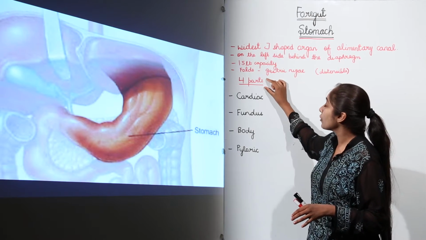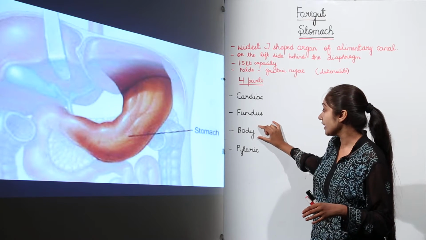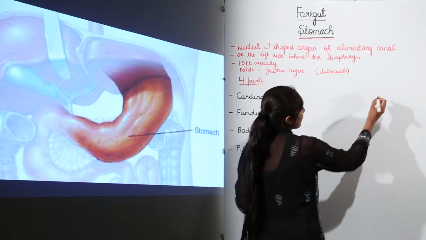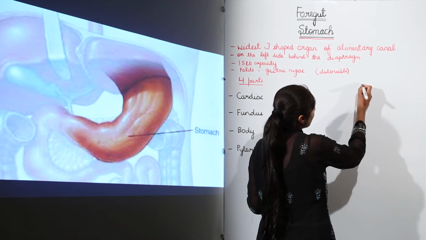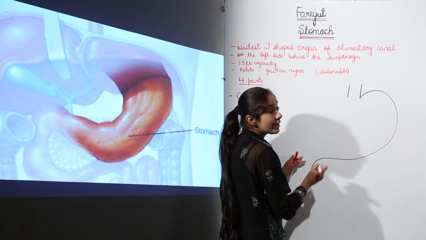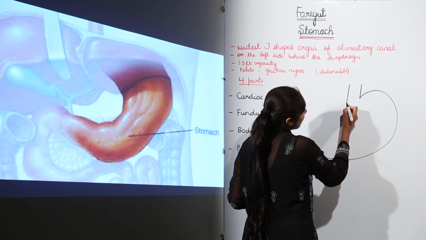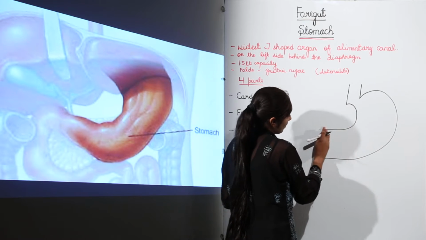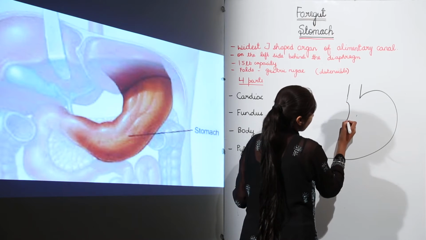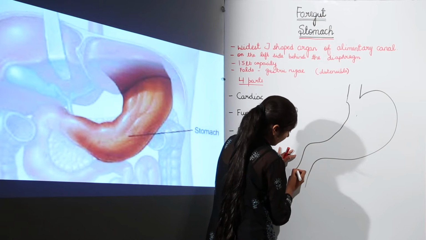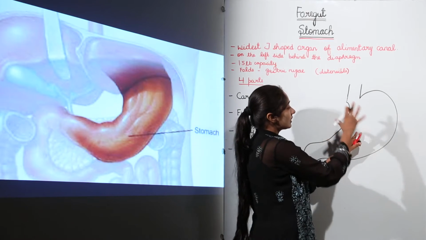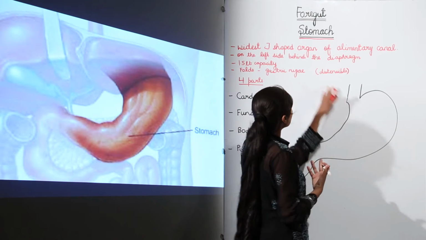Now, the stomach has 4 parts: cardiac, fundus, body and pyloric. We are just going to draw the diagram of the stomach. Since I told you that it is a J-shaped organ, so a J-shaped organ like this, just draw it with me in your notebooks. It's very simple, and meanwhile you can easily learn. It's a J-shaped organ. Okay. So, the structure of the stomach, which is actually a J-shaped organ.